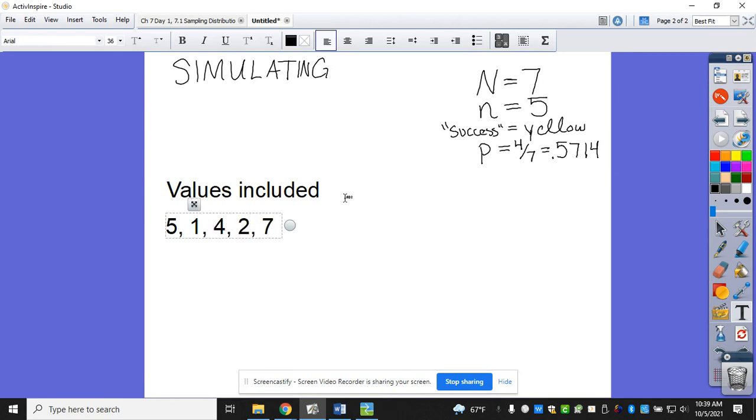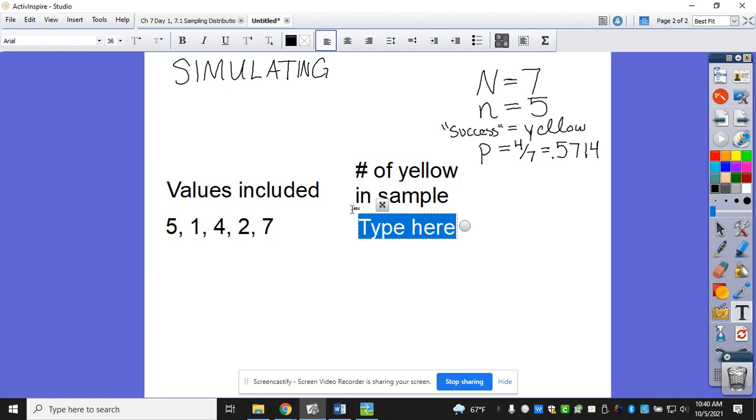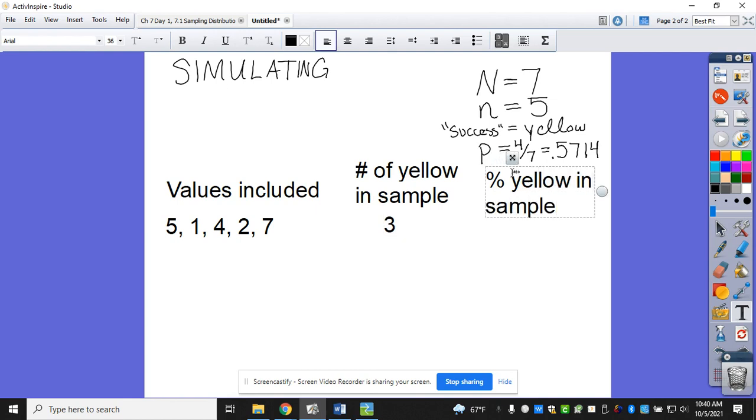So of those, what numbers represent yellow? Anything 1 through 4. So how many do I have? So if I took a sample of 5, what percent of my sample is yellow?